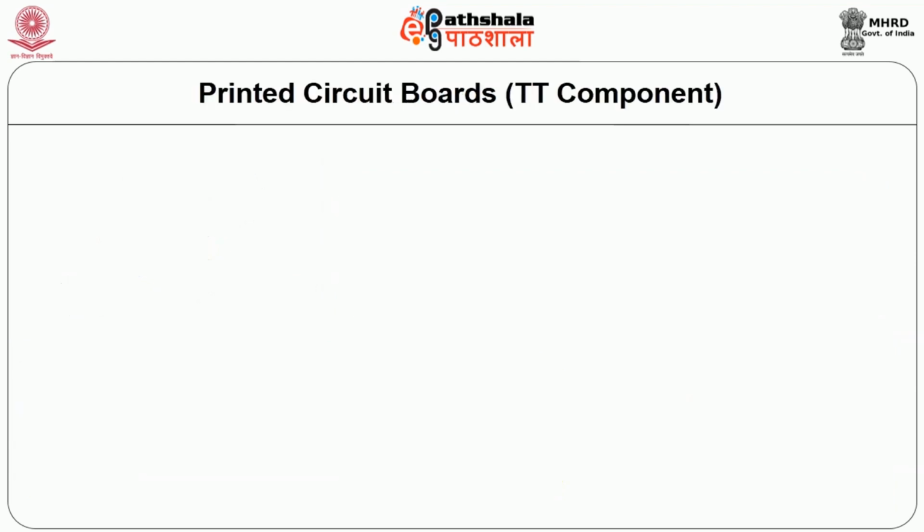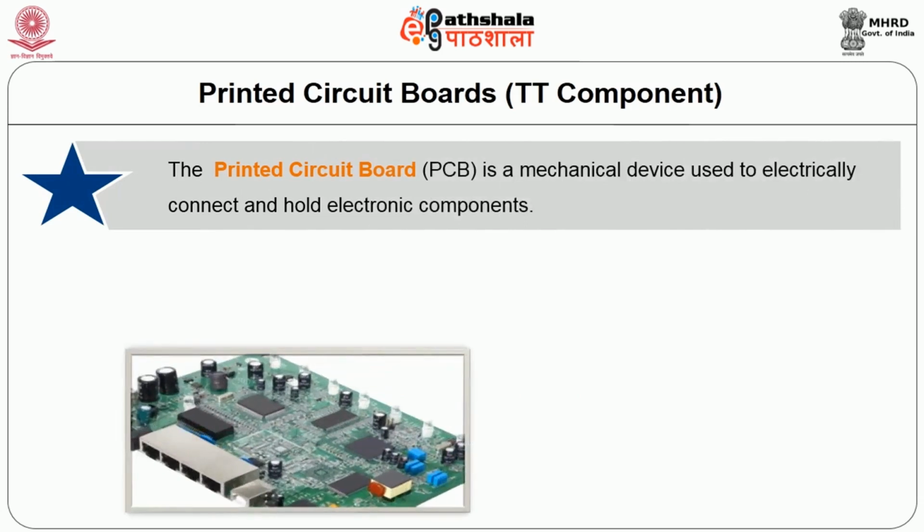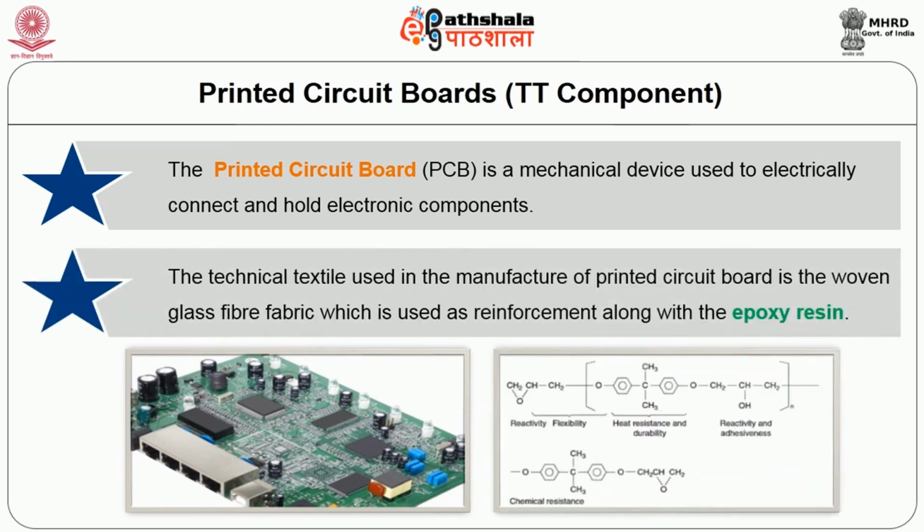Now we shall see the next concept of industrial textiles, which is printed circuit boards. The printed circuit board, PCB, is a mechanical device used in electrical connection and to hold electronic components. The technical textile used in the manufacturing of printed circuit boards is woven glass fiber, which is used as reinforcement along with epoxy resins.